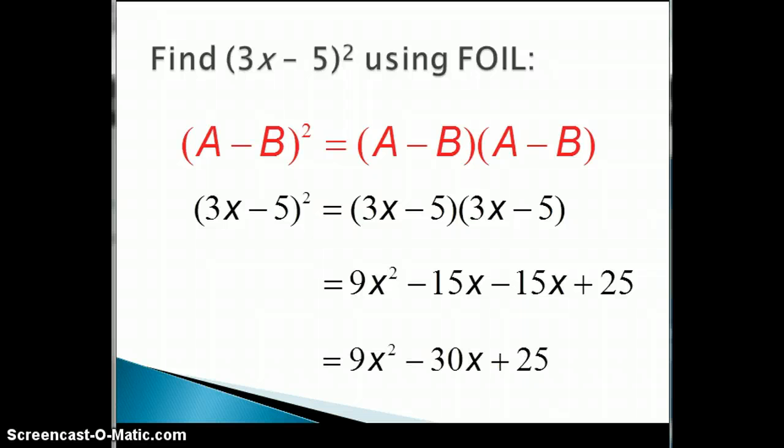Then we combine like terms, and notice that we get the same answer as we did when we used the formula. So it'll be up to you whether you want to use the formula or FOIL for these examples. You will have to memorize the formulas if you prefer to use the formulas, but either way you'll get the same answer. And that's it for this lesson.